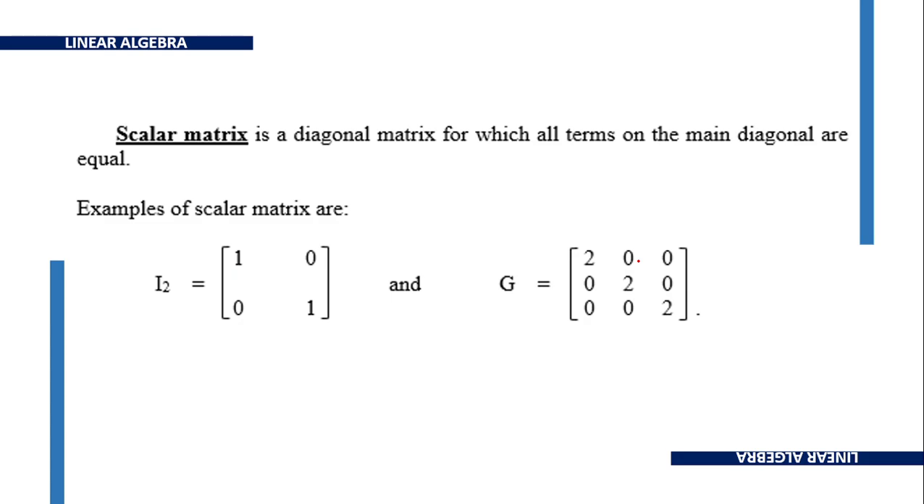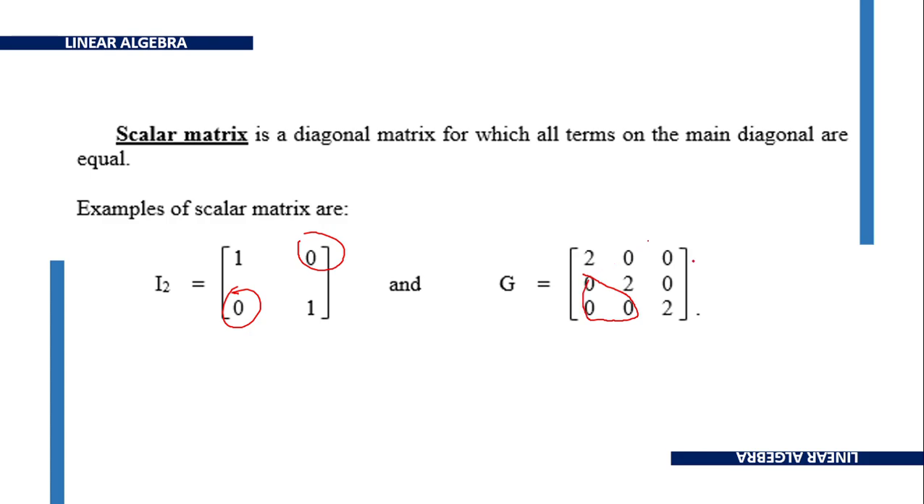Next, we have the scalar matrix. A scalar matrix is a diagonal matrix for which all terms on the main diagonal are equal. Okay? So, ang sabi naman sa scalar matrix, it is a diagonal matrix daw. Meaning, lahat dapat ng elements off the main diagonal are 0. Okay?